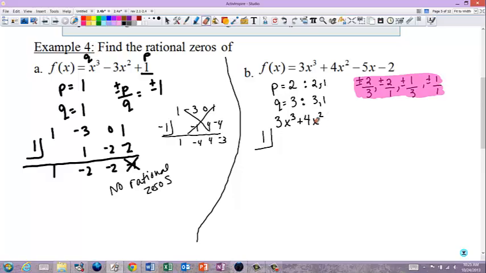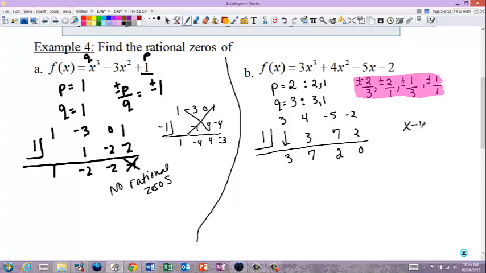Why am I writing that out? I don't know. I apologize if you just wrote that. 3, 4, -5, -2. 3 times 1 is 3. 7 times 1 is 7. 2, 2, 0. Yay! So 1 is a factor. So x minus 1 is one of my factors because 1 is an answer.